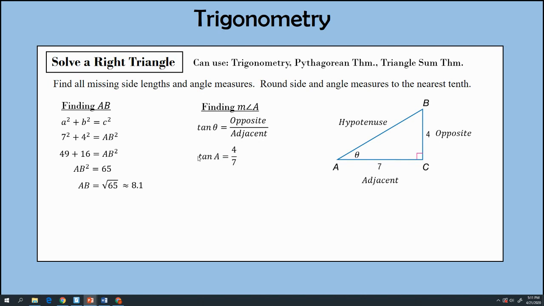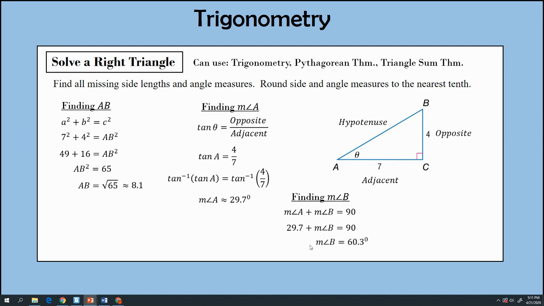How do we eliminate tangent? Tangent inverse will cancel tangent. I'll have angle A, and the tangent inverse of 4/7 is 29.7 degrees. When I go to find B, I'm going to use the fact that A and B add up to 90. Once I have A, I know B is 60.3. So to solve this right triangle, I had to find AB, angle A, and angle B. Now all parts are accounted for in terms of their measures.